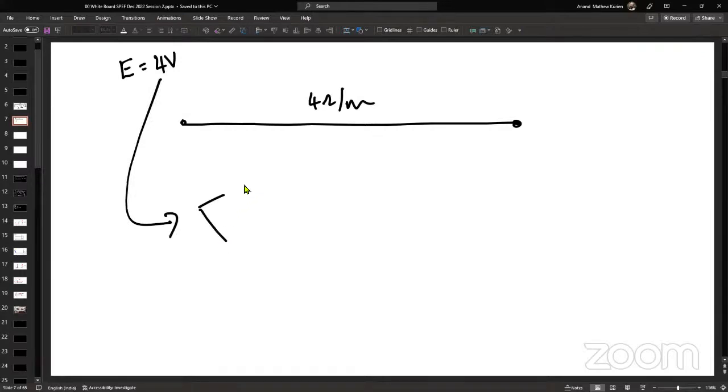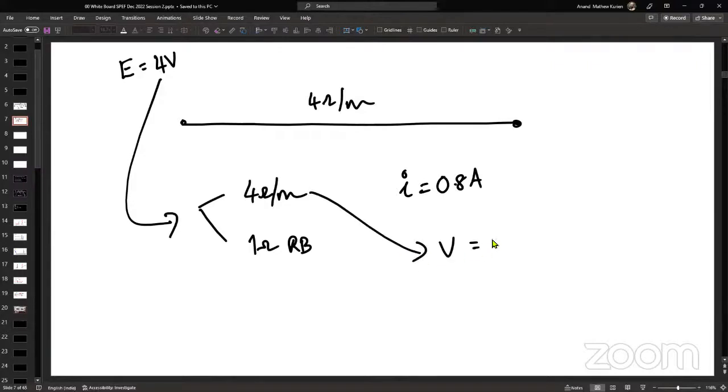One drop is across the 4 ohm per meter wire, and the other drop is across the 1 ohm in the resistance box. These are 2 drops, and so this voltage has to be dropped in the same ratio. Your I, we know, is 0.8 ampere. So for here, the voltage drop will be IR, which is 0.8 into 4, which will be 3.2 volt. This is across V1.